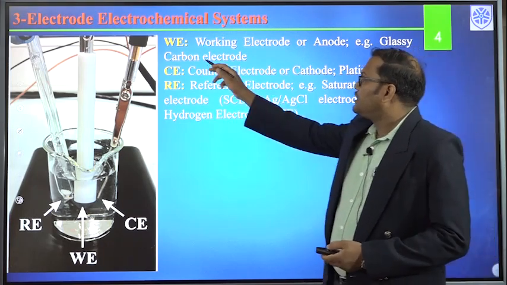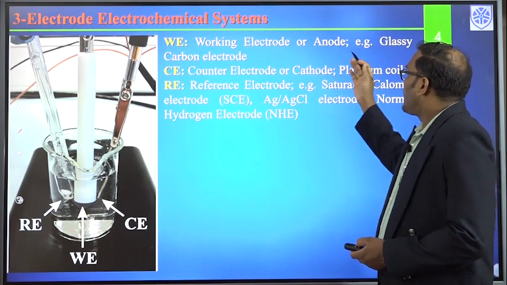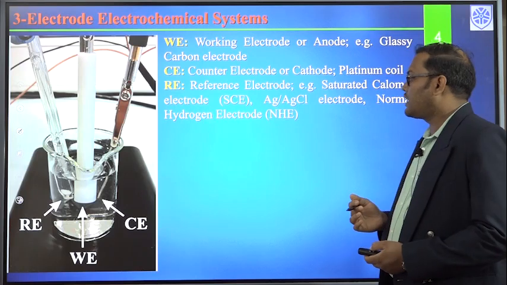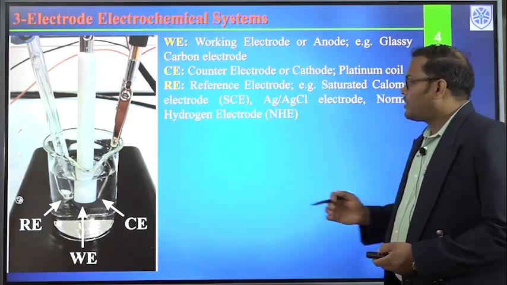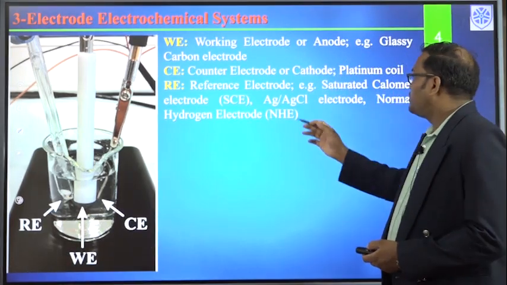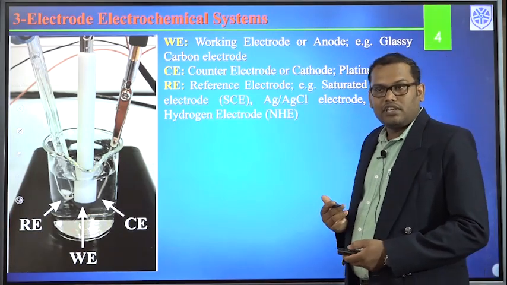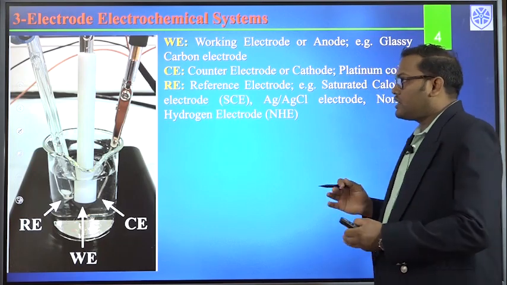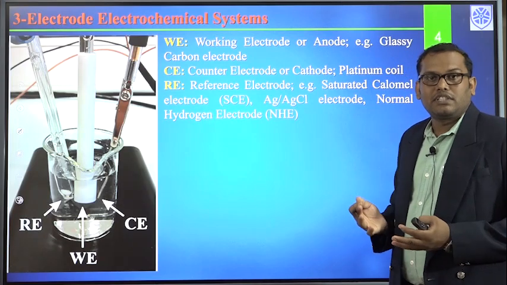In the working electrode we generally use glassy carbon, which is electronically conducting carbon, and as the counter electrode we use platinum. There are several reference electrodes, especially the saturated calomel electrode or silver chloride electrode. Those are all secondary reference electrodes. So, we are just introducing what an electrochemical cell basically is.